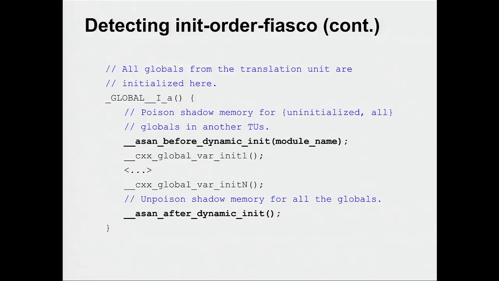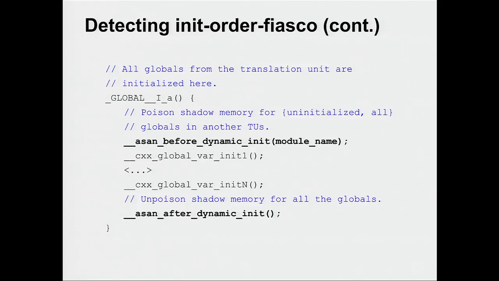We implement this by simply poisoning the values of shadow memory. That is, when we call before dynamic init, we poison the shadow memory for all globals from other translation units. And when we run after dynamic init, we unpoison all the memory for all the globals, so that they are fine to access now.